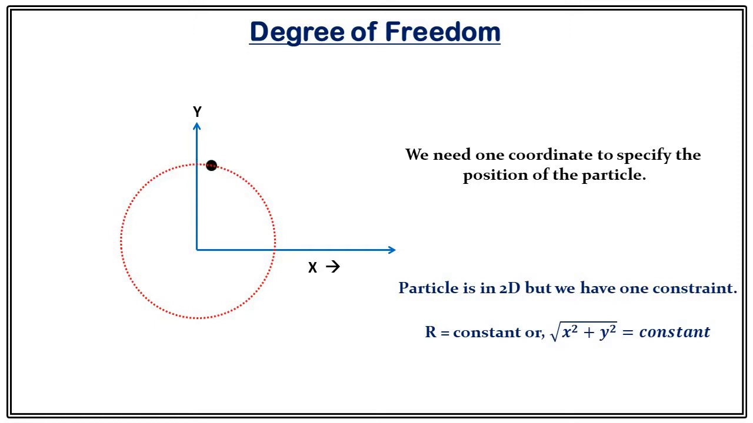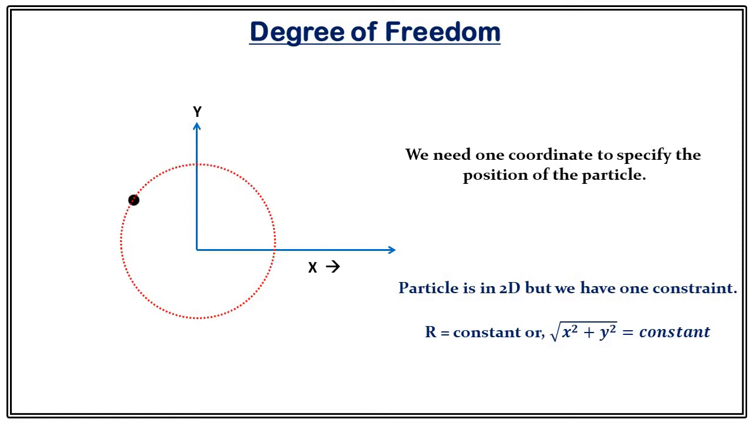If you are thinking in terms of Cartesian coordinates, then we have a relation: square root of x square plus y square equals a constant. Because of this, if you know the x coordinate, then you can easily calculate the y coordinate from this equation. That is, for a given value of x, y has to follow this relation. Therefore, we just need one coordinate. So what we have seen is that the number of constraints reduces the number of independent coordinates which we need to specify the position of the particle.